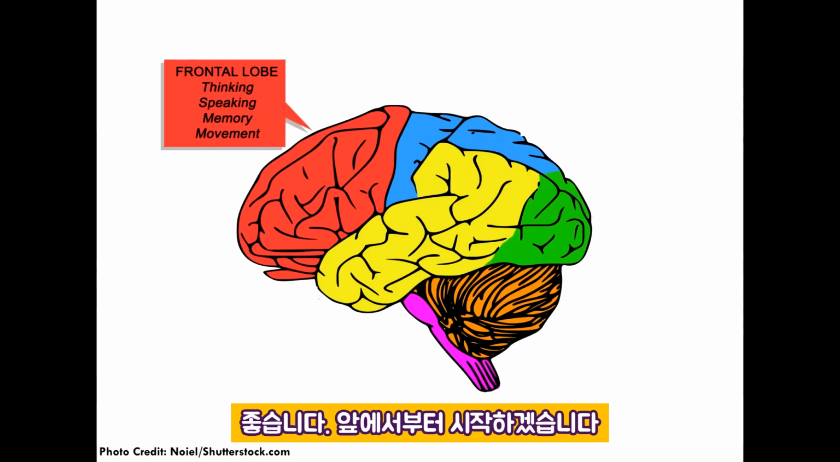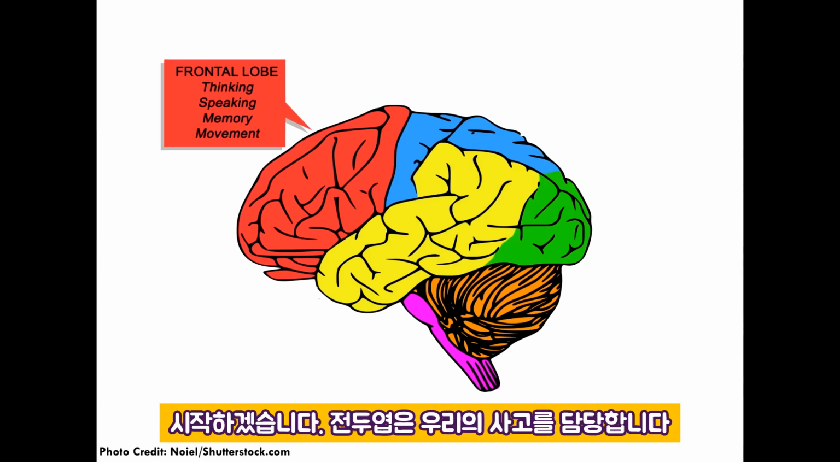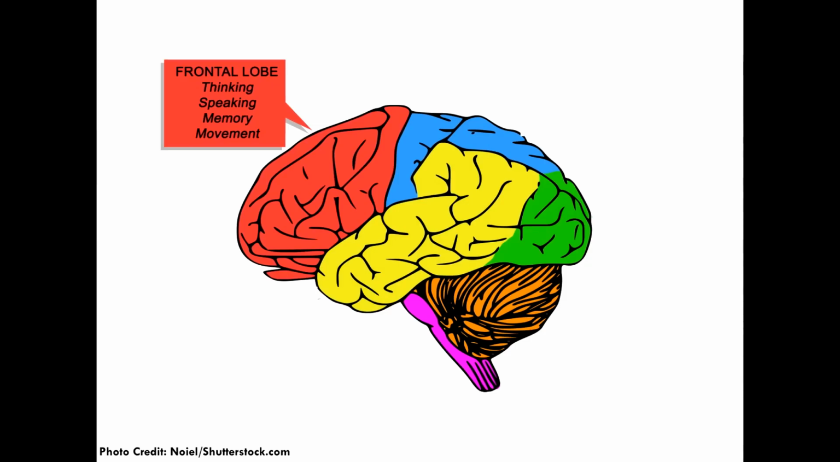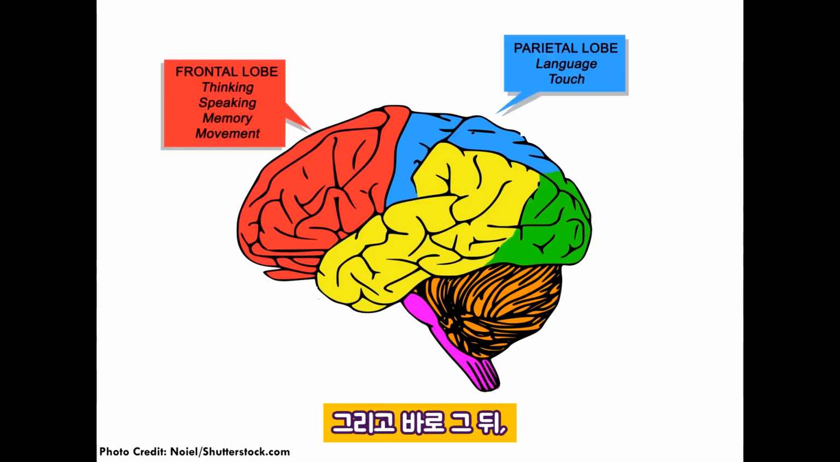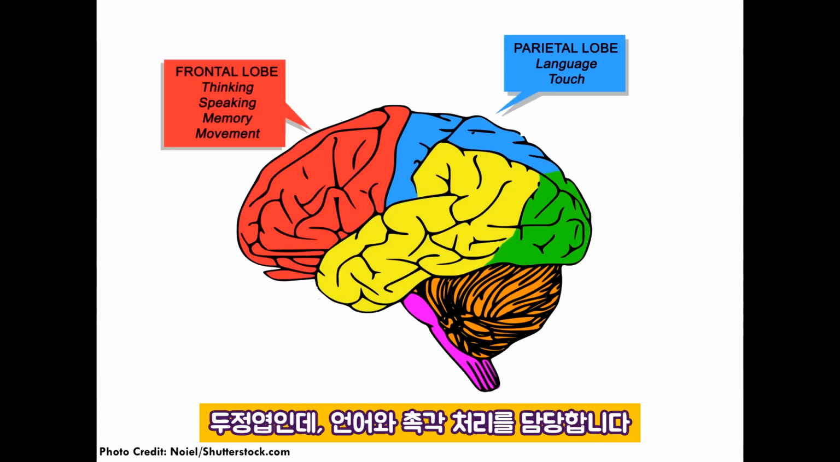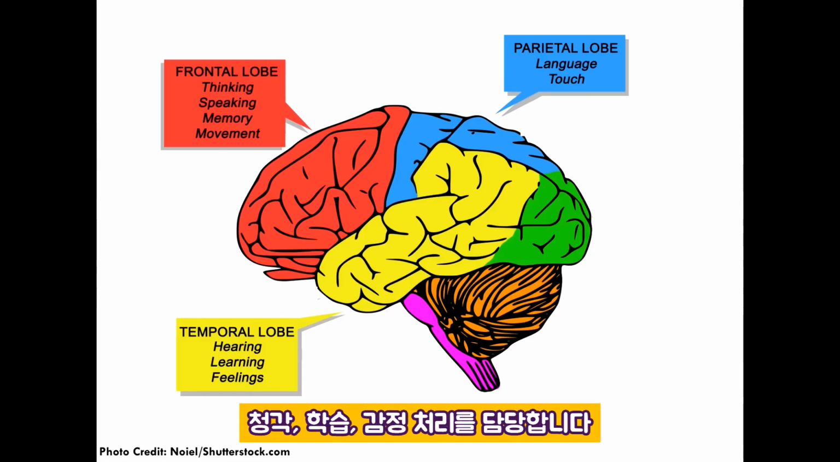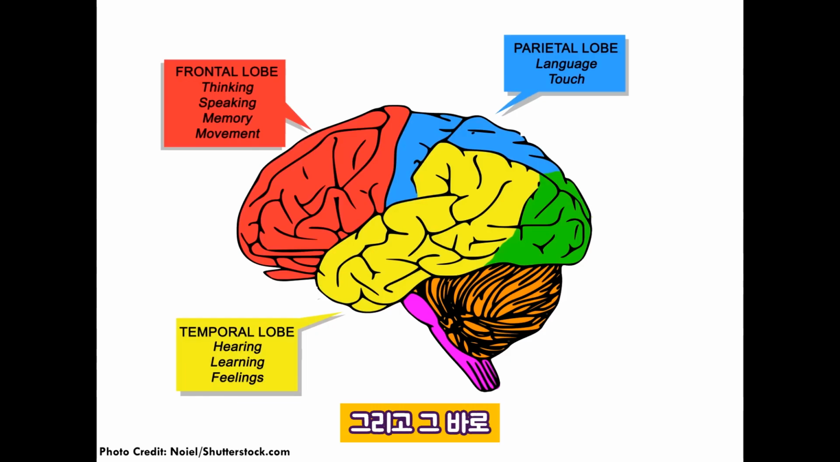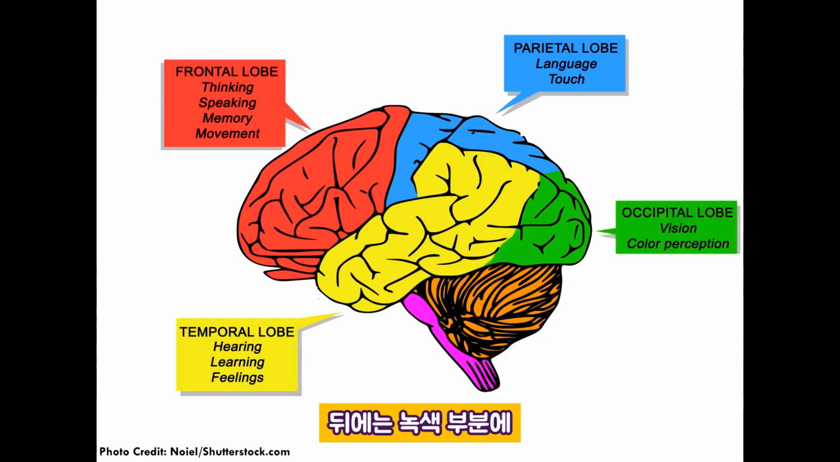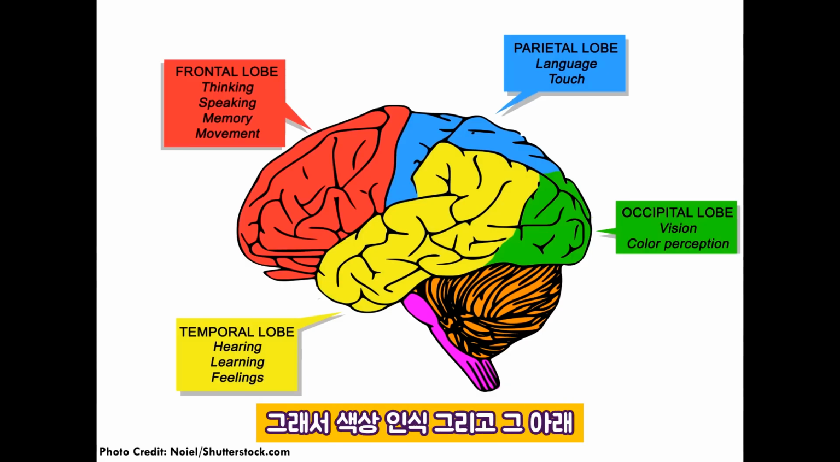Okay, we'll start in the front, so we'll go with the frontal lobe, which is represented in red, and it is responsible for our thinking, speaking, memory, and movement. And then right behind that in blue is the parietal lobe, and it's responsible for our language and processing touch. Then a little bit below that in yellow, we have our temporal lobe, and it's responsible for hearing, learning, and processing our feelings. And then right behind that in green is the occipital lobe, and it is responsible for vision and how we perceive color, so color perception.